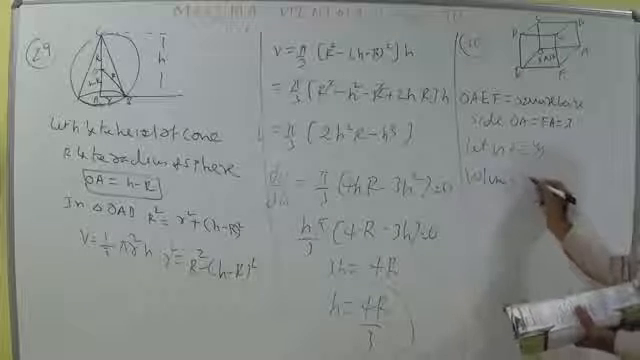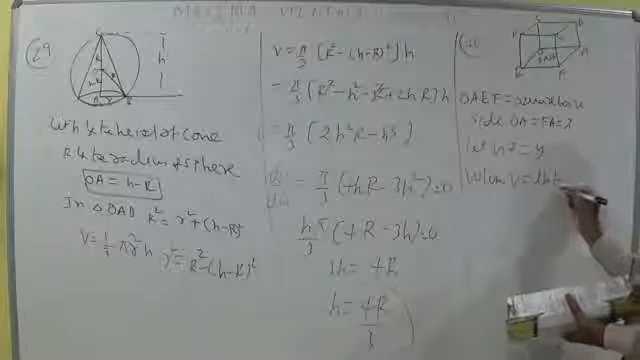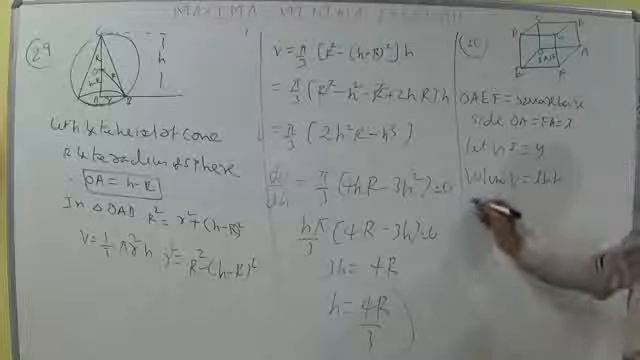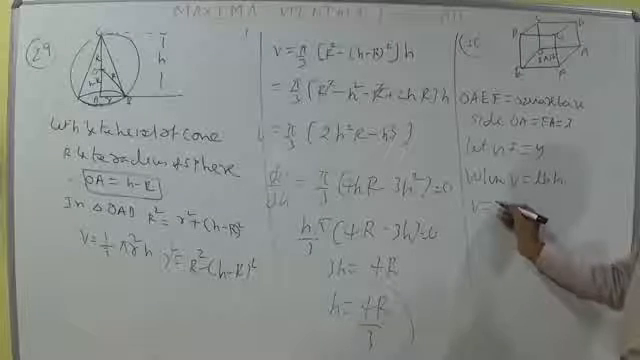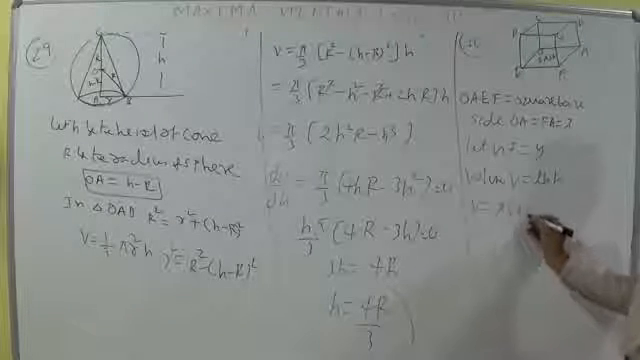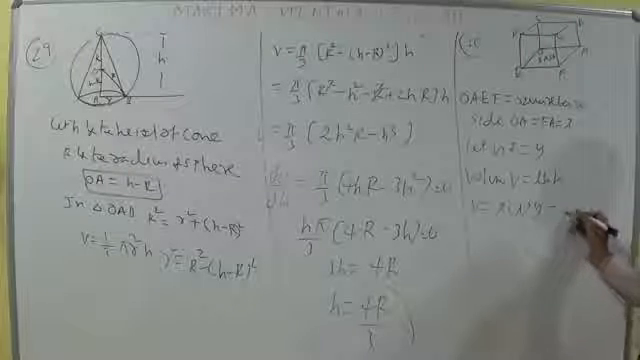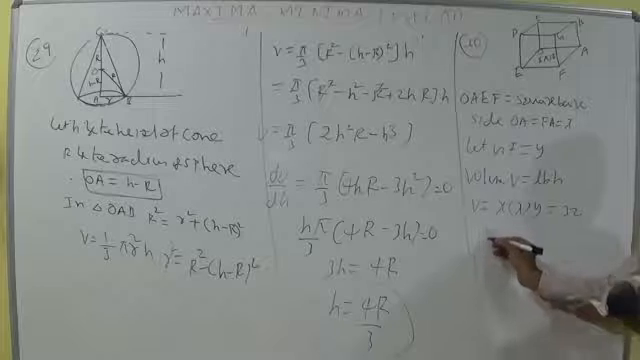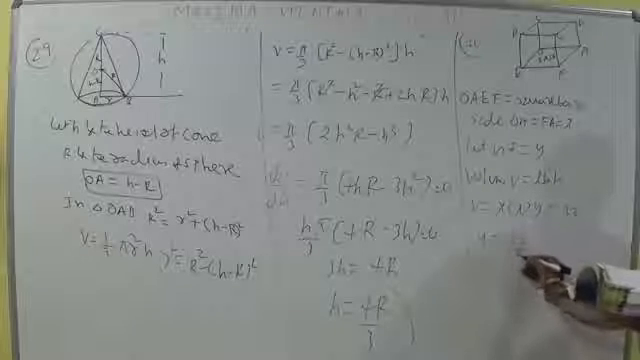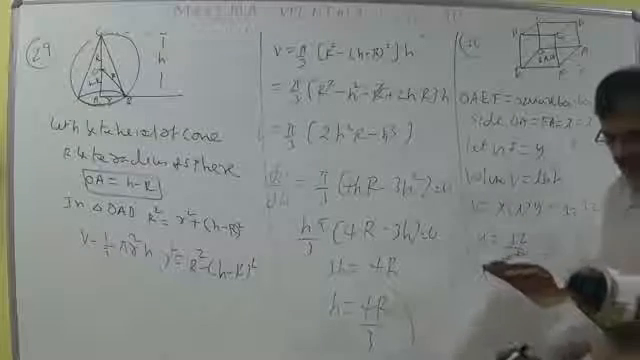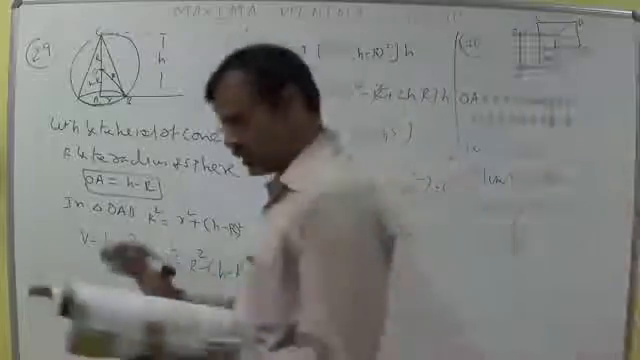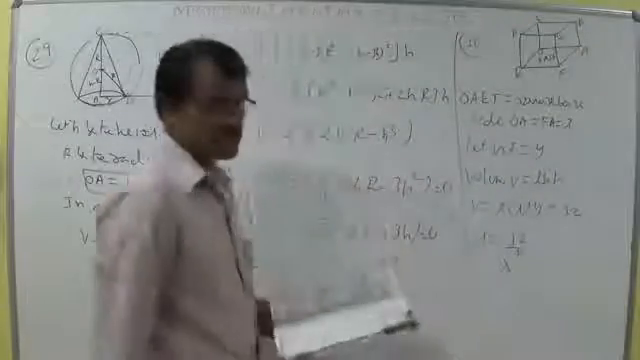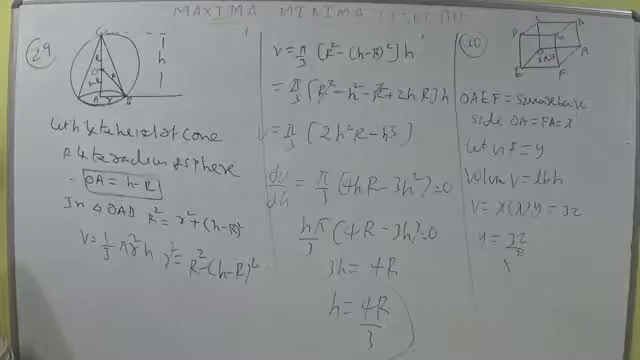The volume formula is V equal to LBH, but it is a square base. So this is X and this is Y. X square into Y, you write, X square into Y he has given as 32. Now you can write here Y is equal to 32 by X square. Leave that. Next we should discuss the surface area.